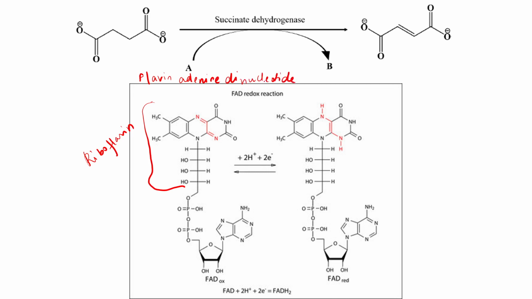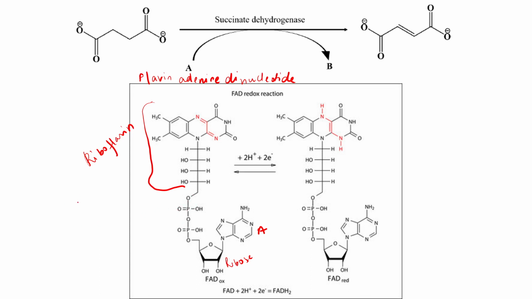Why is it called dinucleotide? Here you see, this is an adenine molecule. This is the ribose sugar, and this is the phosphate. So here we have AMP, right? And this AMP is attached to another structure via a phosphodiester bond. So it makes a dinucleotide.